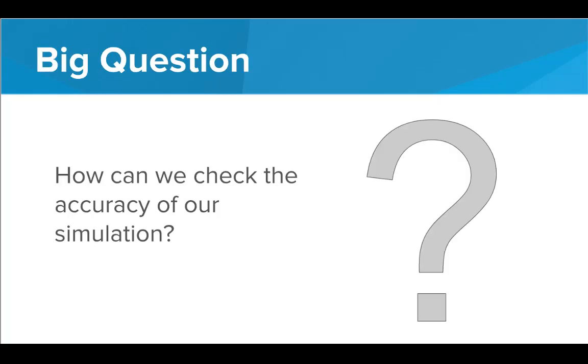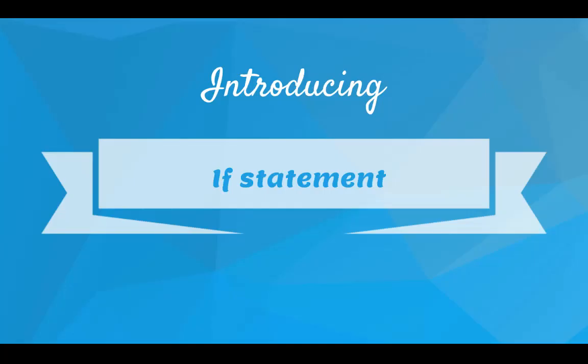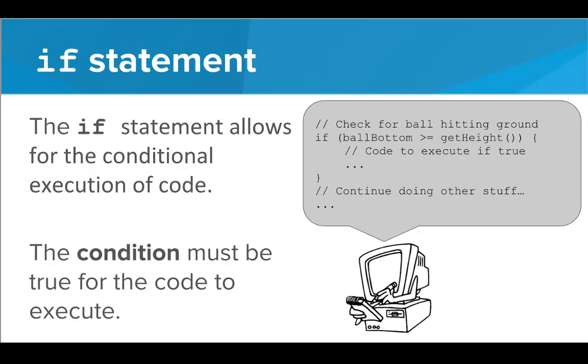The big question we'll be answering in this lesson is, how can we check the accuracy of our simulation? Let's review the if statement. In order to determine if and when the ball touches the ground, we'll need to use an if statement. If statements allow us to execute a section of code only if a certain test or condition is true.